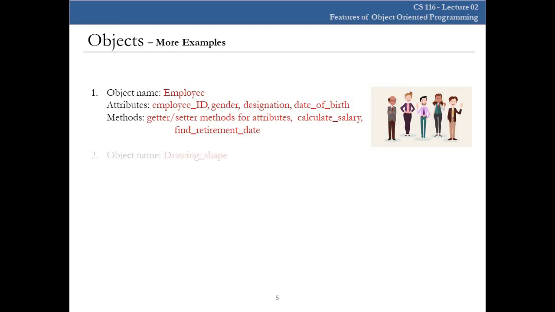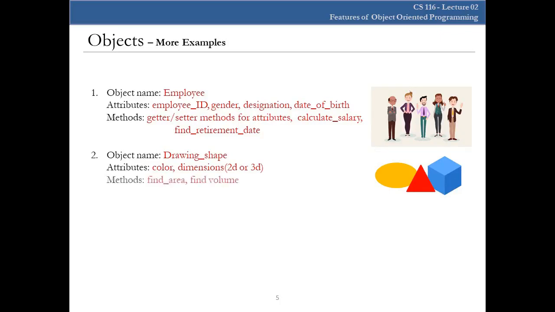Now, the second object that I am defining here is drawing shape. By drawing shape I mean the shapes that can be drawn. Now, what attributes can I associate with this object? A drawing shape can have a color. And since I'm not telling what kind of shapes, 2D shapes or 3D shapes, you can store that information in a field as well. Now, what functions or methods can I implement here? I can find the area of any shape, any 2D or 3D shape, and I can also find volume for 3D shapes, although I cannot use this method for 2D shapes, but this is just an example.